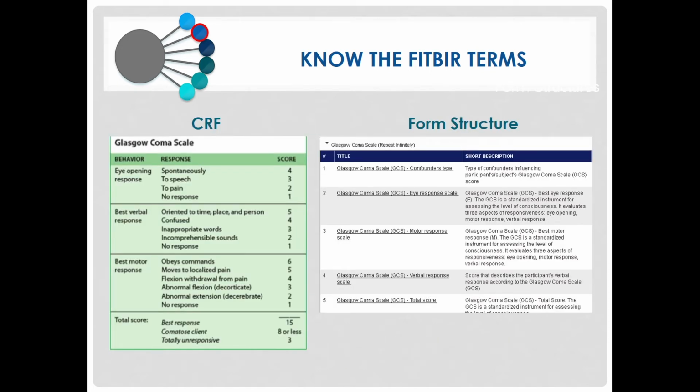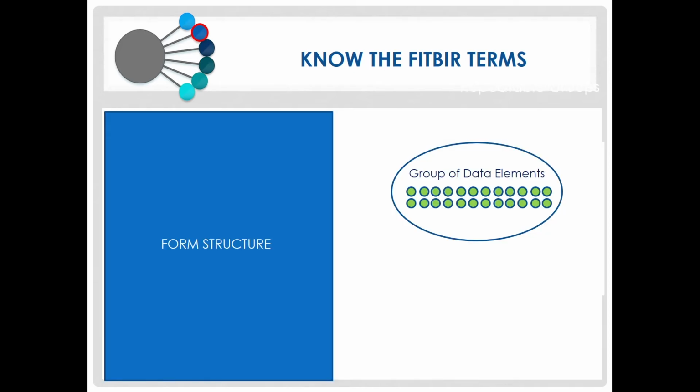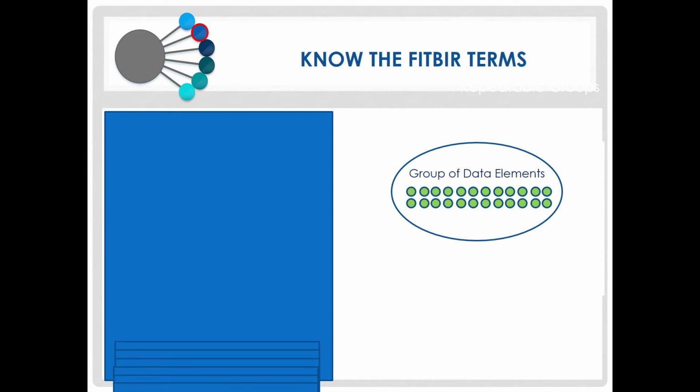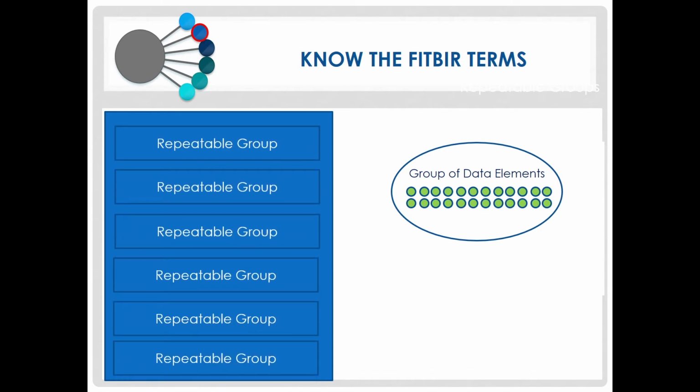In FITBIR, the equivalent of your study's CRF is a form structure, which is simply a collection of data elements and their groupings. In this example, you can see a portion of the FITBIR form structure equivalent to the Glasgow Coma Scale. A repeatable group exists within a form structure and allows organization of data elements and the ability to submit multiple rows of the same data element.